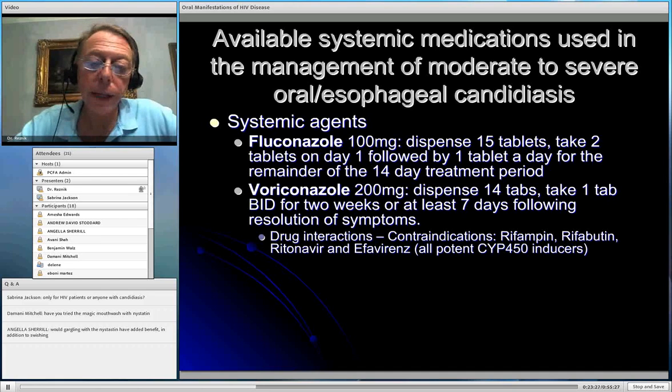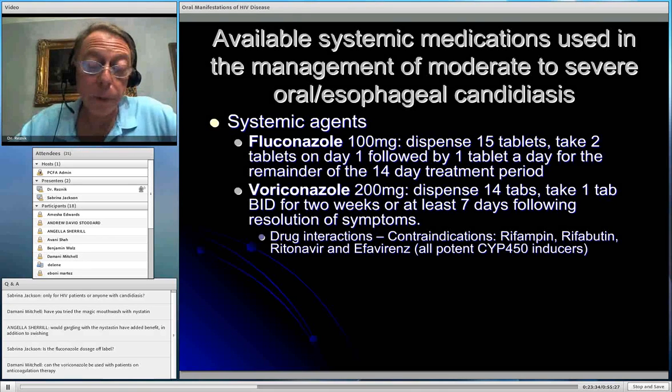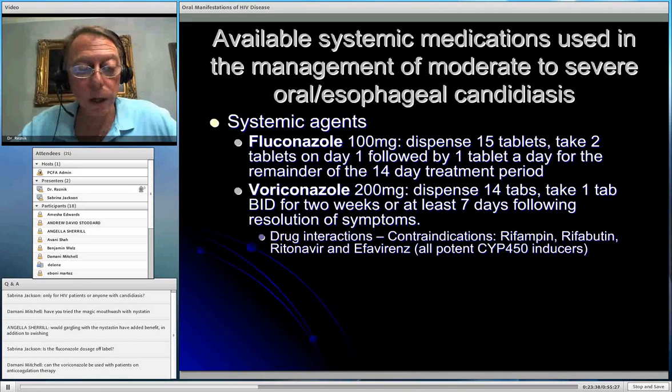It's a very effective medication. Earlier in the epidemic, when HIV was to many a death sentence, a lot of people were given these non-ending prescriptions of fluconazole. Can voriconazole be used with patients on anticoagulant therapy? I'm sure it can be used, but I would contact a PharmD to work that out, or to see if there needs to be a dose adjustment, because I'm not a PharmD. I can't answer that question.